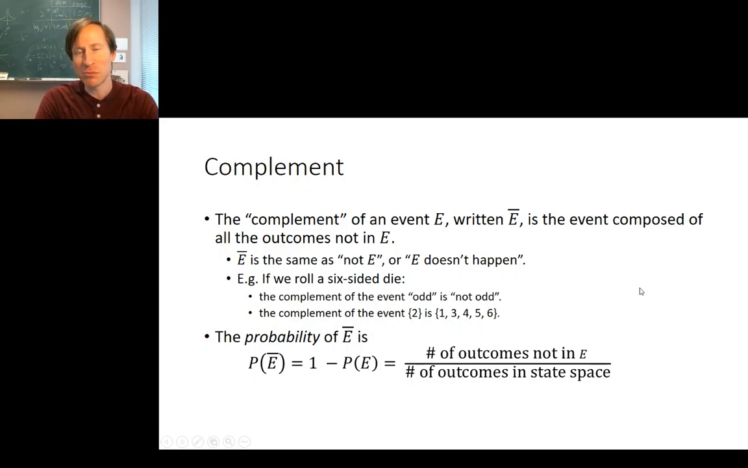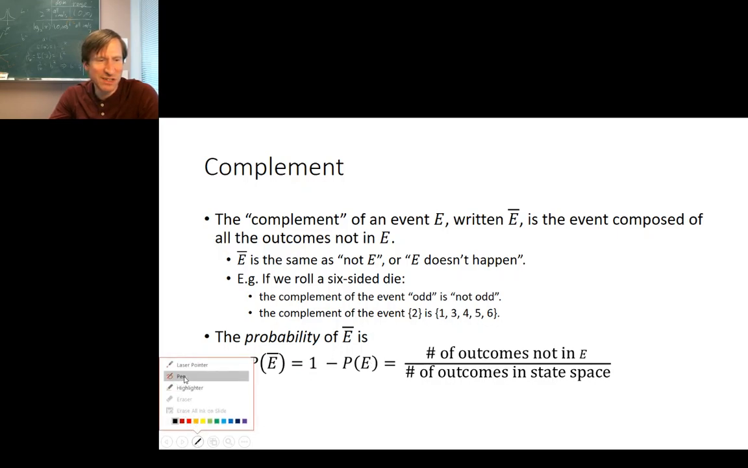The way that we can calculate a probability using a complement is using this formula. So the probability of the complement of E is just 1 minus the probability of E itself. That kind of makes sense because the number of outcomes not in E is all of the outcomes minus the outcomes in E. So if you put the two pieces here over a common denominator, you just get the formula on the right. So the probability of a complement is 1 minus the probability of the original event.